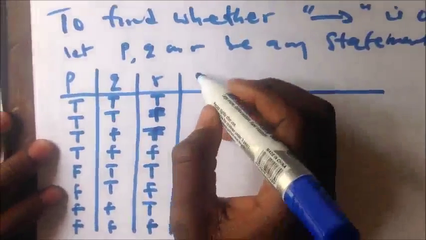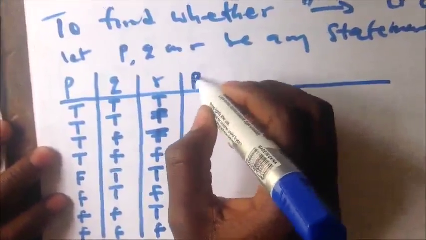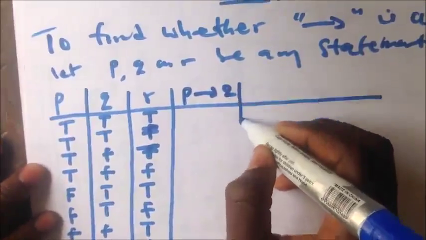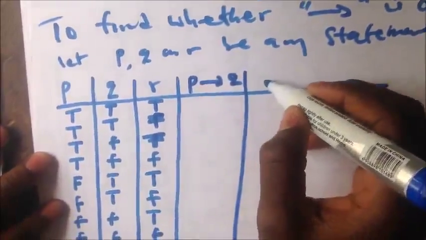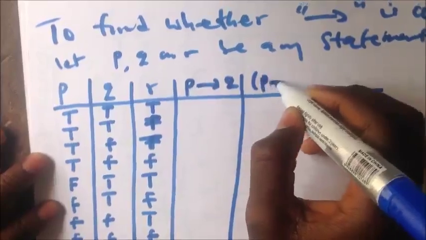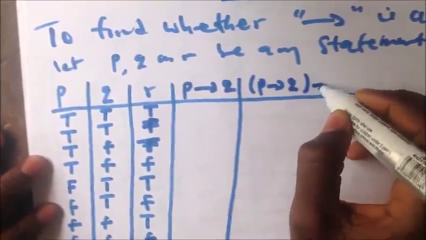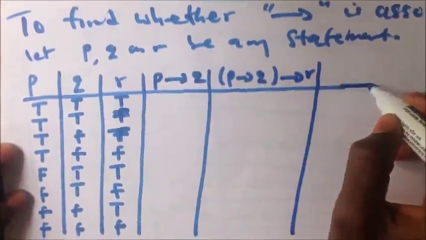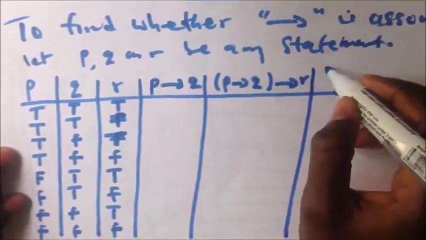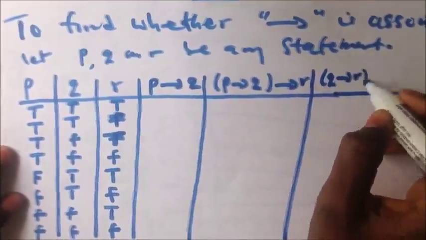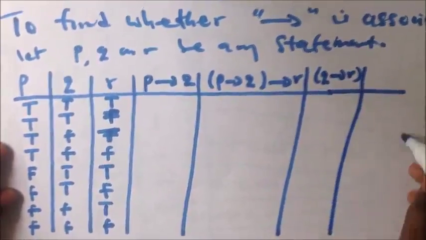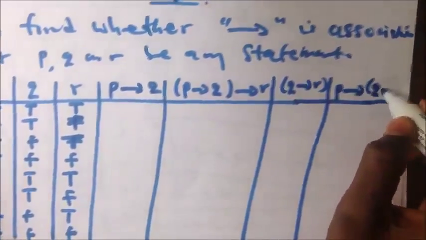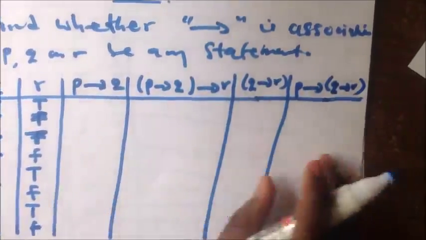The first thing we have to look at is P implies Q. It is the first column that we are going to find. Then the second column is P implies Q, which implies R, which is another column that we are going to find. The next column is Q implies R. Then the last column is P implies, Q implies R. Now these are the columns that we are going to find.